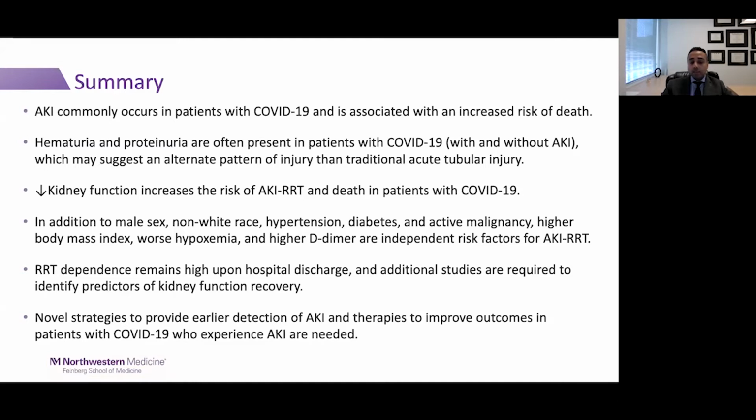Dialysis dependence still remains high upon hospital discharge, and additional studies are still required to identify predictors of kidney function recovery. And lastly, novel strategies are needed to provide earlier detection of AKI, and therapies are still needed to improve the outcomes in patients with COVID-19 who experience AKI.